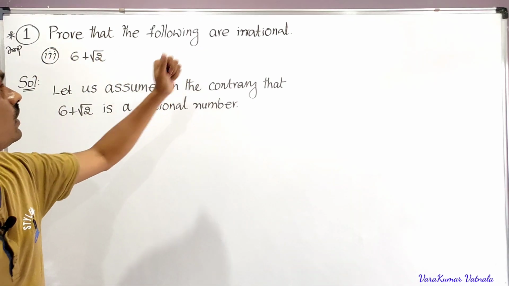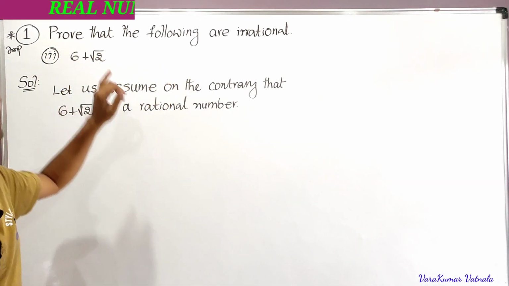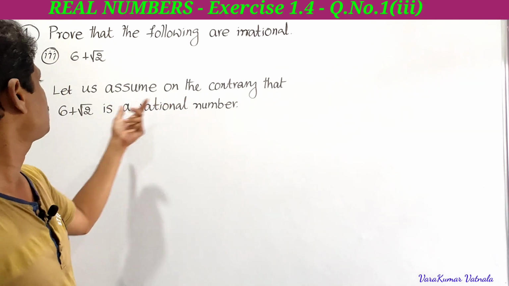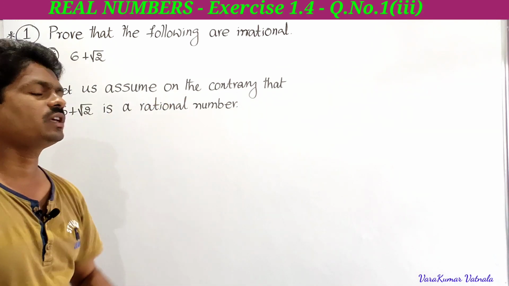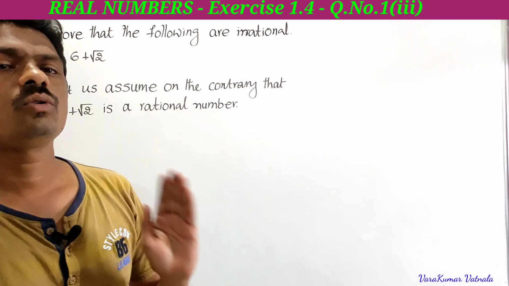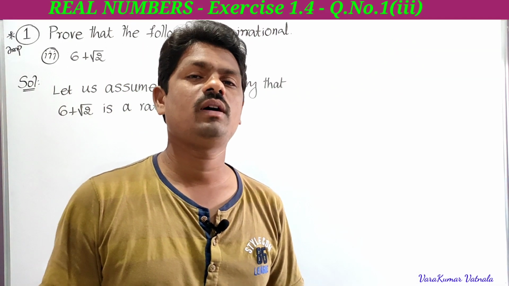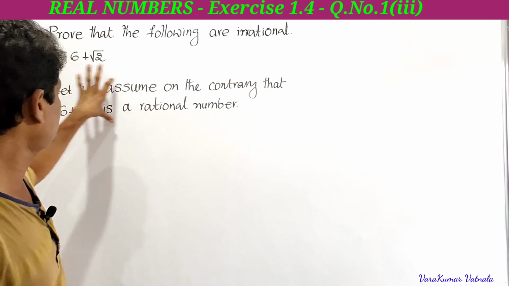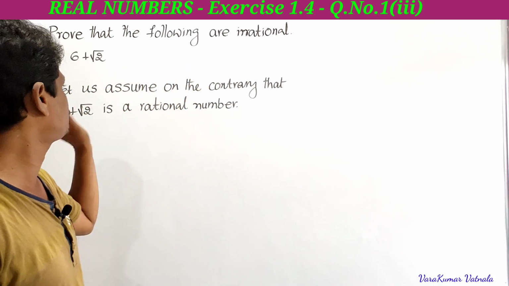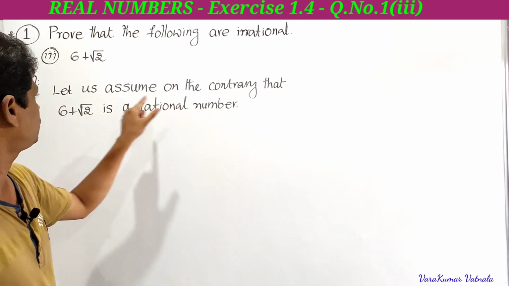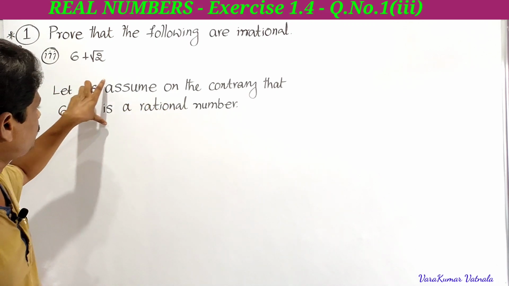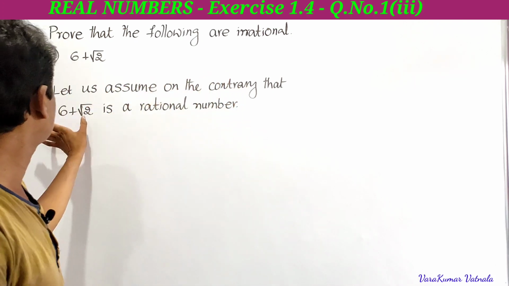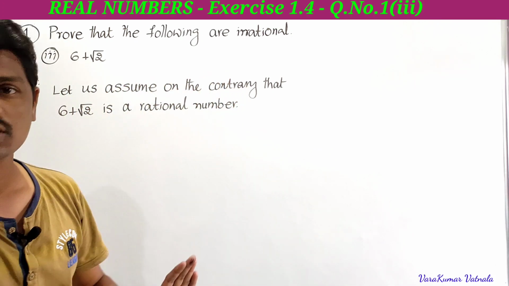Prove that the following are irrationals. Third bit: 6 plus root 2 is given. Let us assume on the contrary that 6 plus root 2 is a rational number. Every bit has the same first step: let us assume on the contrary that 6 plus root 2 is a rational number.